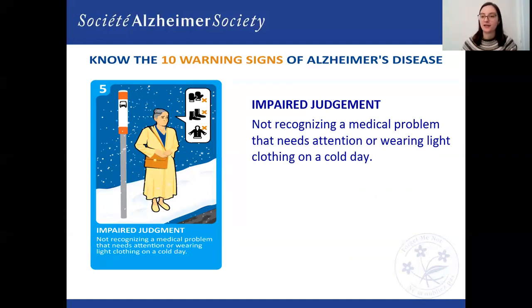Impaired judgment can be another warning sign of dementia. From time to time, people make questionable decisions, such as putting off seeing a doctor when they're not feeling well, or perhaps choosing the fashionable outfit over the practical one. However, a person living with dementia may experience changes in judgment or decision-making, such as not recognizing a medical problem that needs attention, or wearing really heavy clothing on a hot day, or not enough clothing on a cold one.